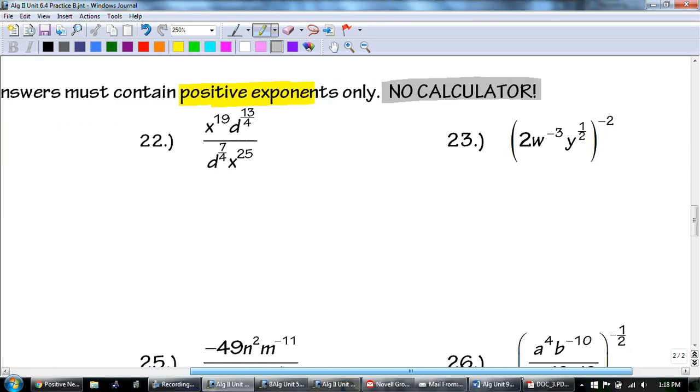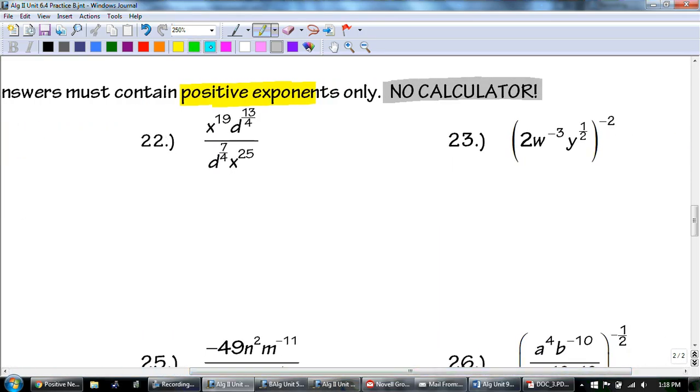All right, number 22. So I look at these to see who wins, either the top or the bottom. So the D's, the top wins, and I have 13 over 4 minus 7 over 4. 13 minus 7 is 6, which is 3 over 2. So on the top, we have D to the 3 over 2.